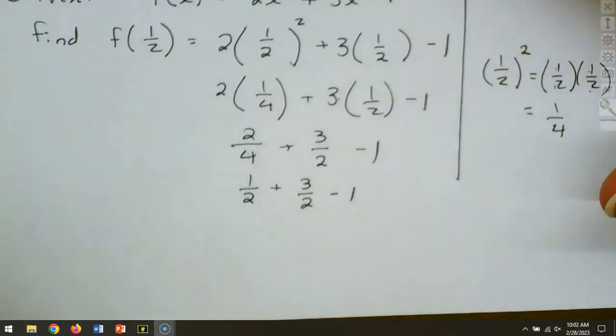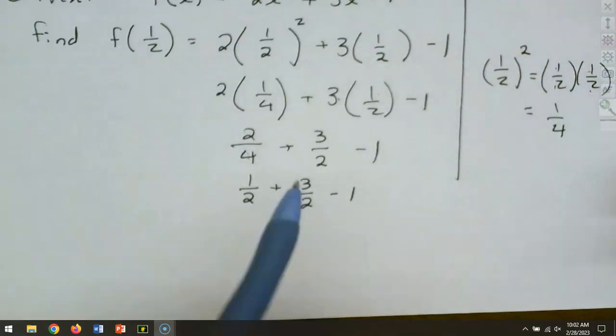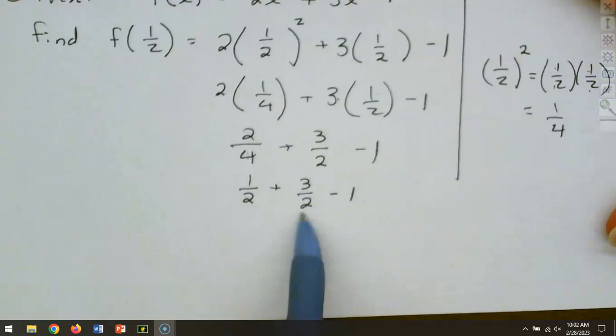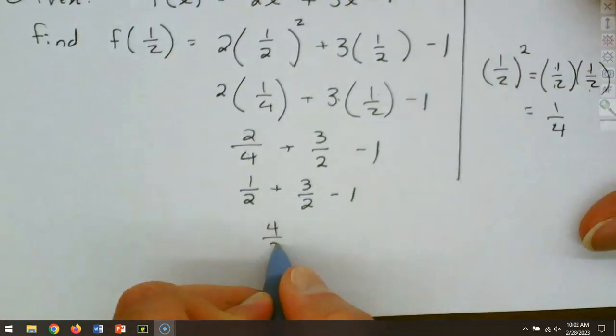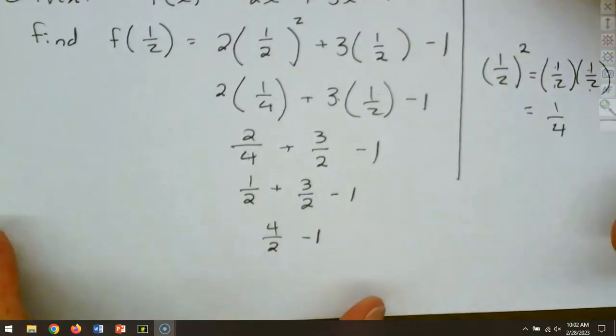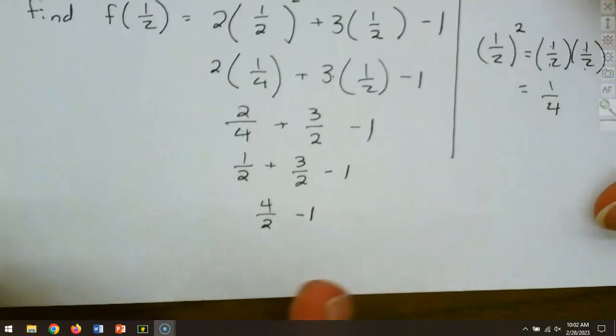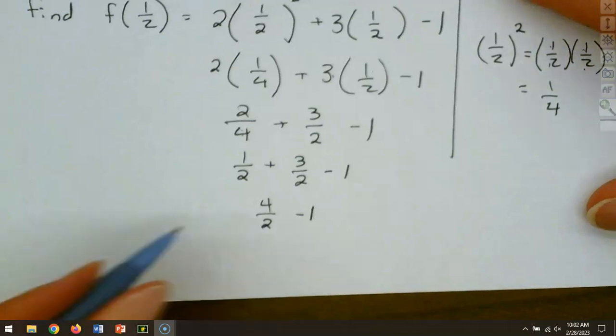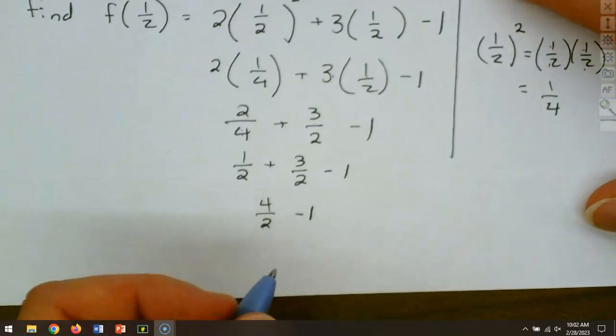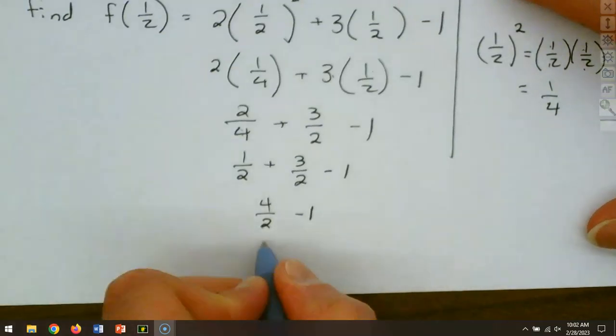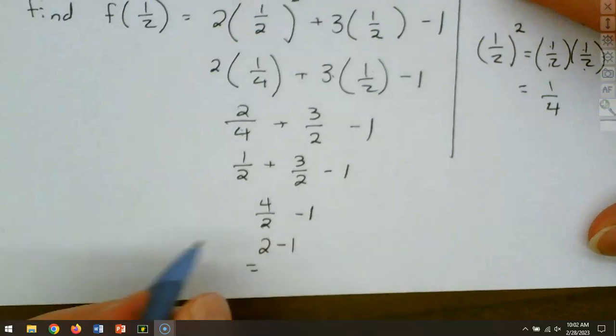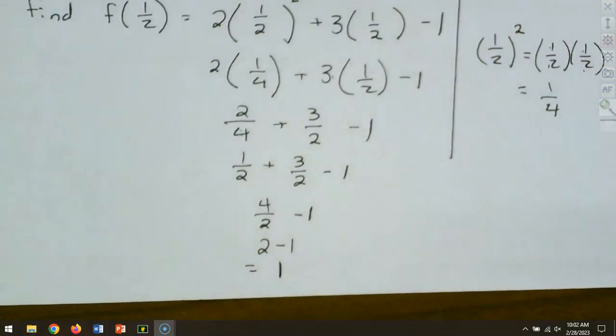And what about a half and 3/4? Okay, we can just add these. Remember, these fractions can go together. And that's 4 over 2 minus 1. And don't make it harder than it needs to be. What's 4 over 2? Right? 4 divided by 2 is a 2, right? And 2 minus 1 makes it then a 1. So your final answer there would just simply be a 1.